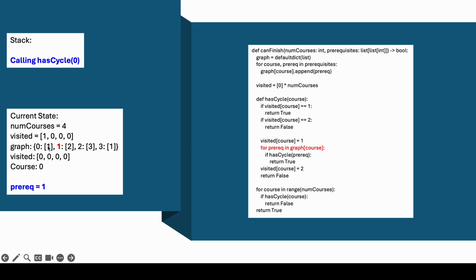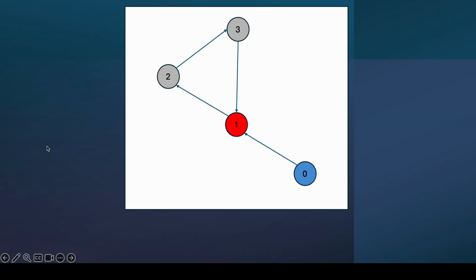And now this is where we would be at right now, where we're looking at graph course, which graph course equals 0, because course equals 0. And then that's going to give us the class that we're taking. So 0 is the prerequisite, 1 is the class. And now we went from 0 to 1.